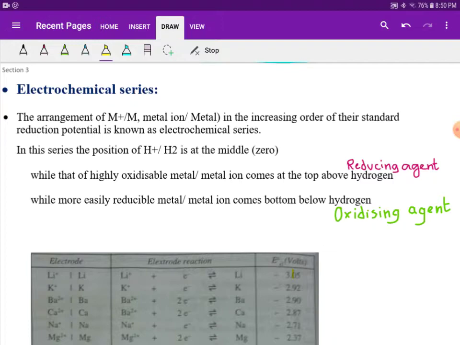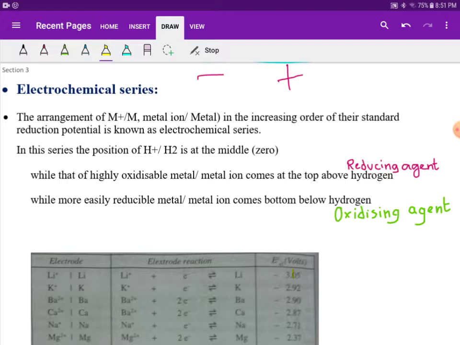Last class, I mentioned the sign of the reduction potential, that is, the sign of the single electrode potential in terms of reduction. We have seen that the value of the reduction potential changes from minus to plus, crossing zero. That is, it increases gradually from one metal to another, crossing the hydrogen.